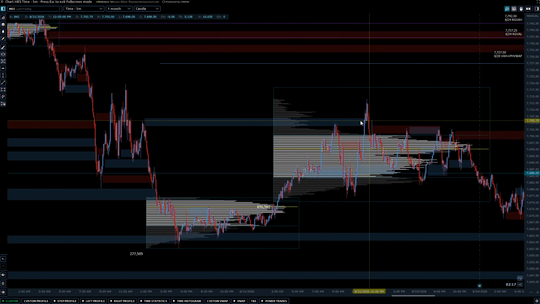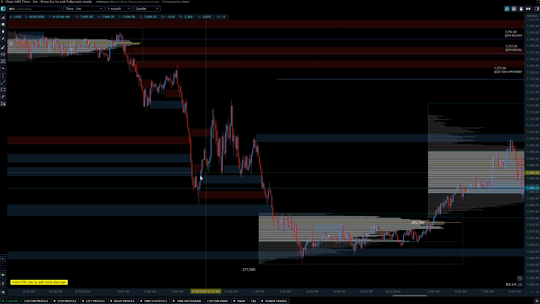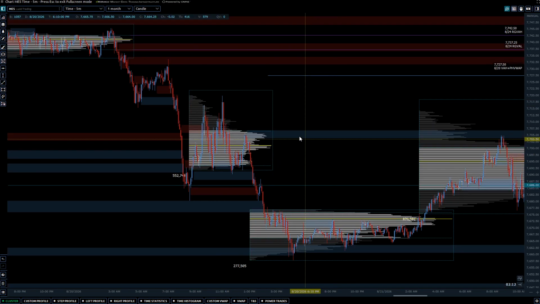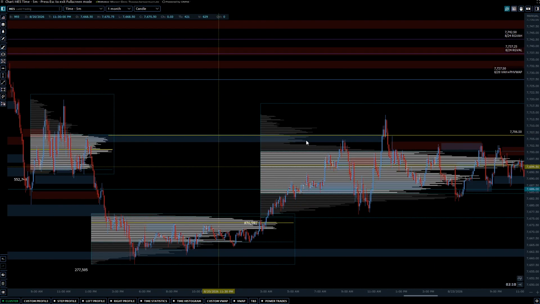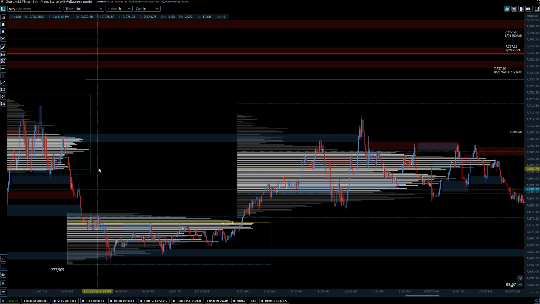Let me do this again. This is kind of like a messed up range, but I mean, it still works. Take that. Value area high of that. You can also mark out the value area low.